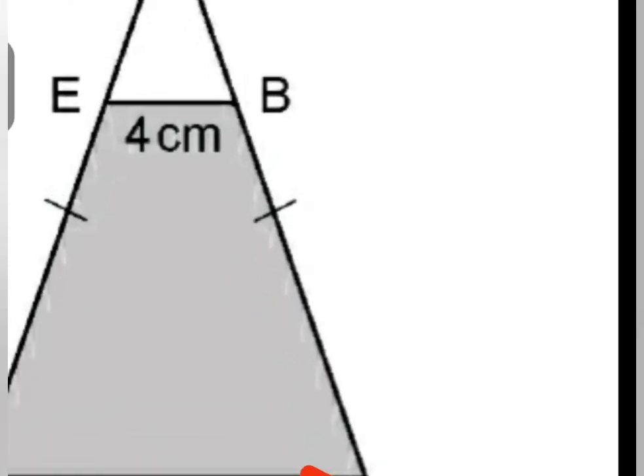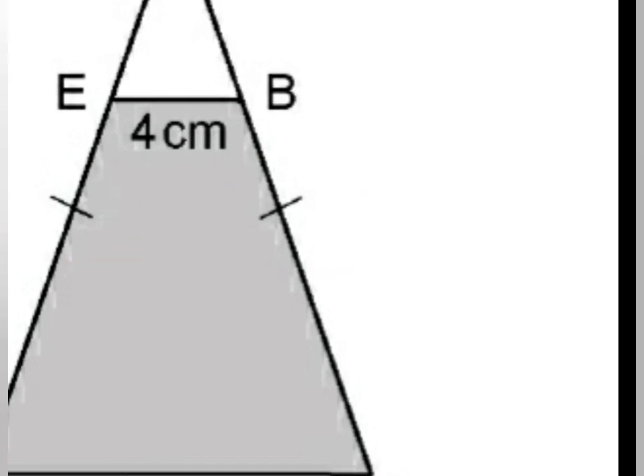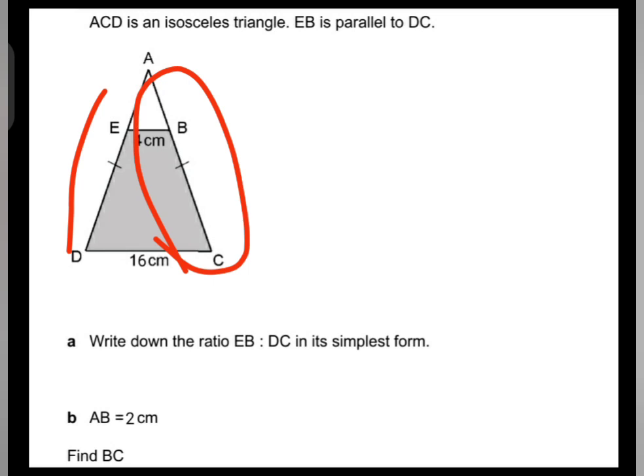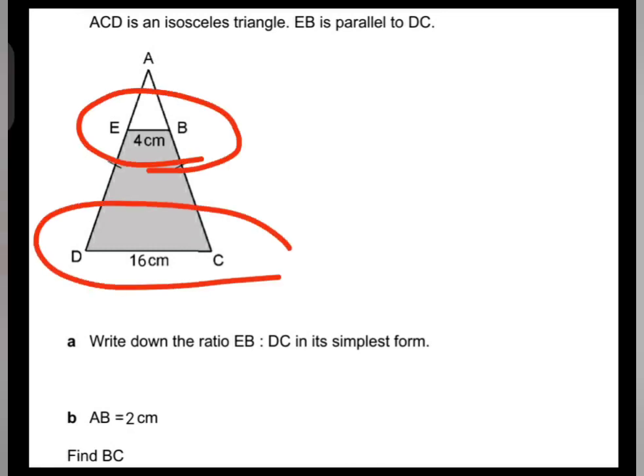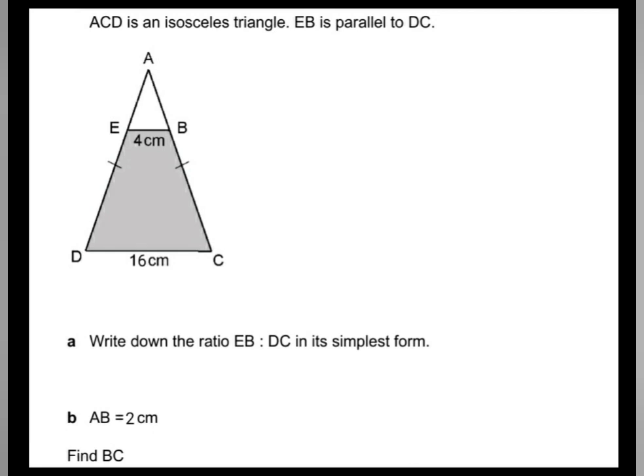It means that this side is the same as this side. And because we have two equal sides, we will have two equal base angles. And this is the meaning of isosceles triangle. And then EB is parallel to DC. This is EB and it's parallel to DC. We're going to use this information to answer question A and B.